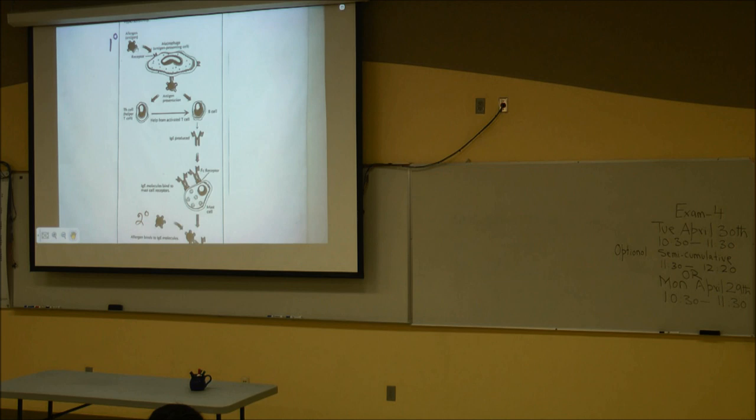Antigen is phagocytized. Phagocytic cell becomes what? Antigen-presenting cell. Right? Antigen is presented on the surface, right here. Now, what type of antigen is this? T-dependent or T-independent? T-dependent, because this antigen-presenting cell goes to the T-helper cell, and then it goes to the B cell. Now, remember this diagram from last time?